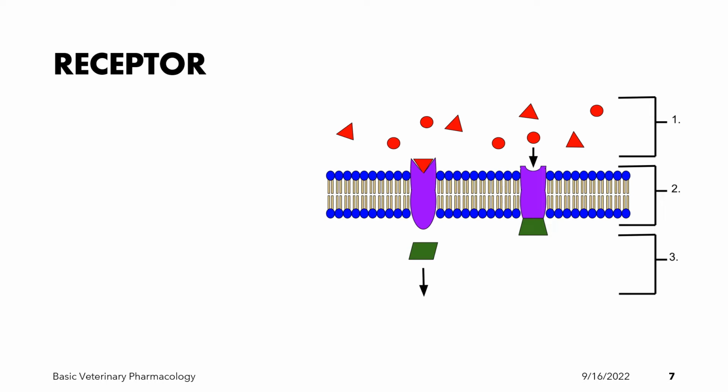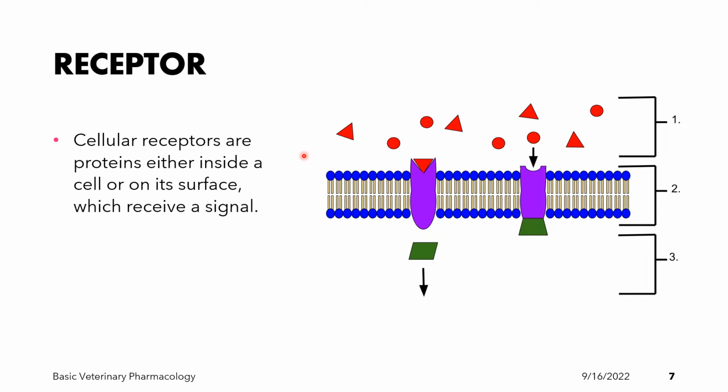How do we define receptors? When we say receptors, we basically define them as proteins. Most of them are proteins. They can either be located inside a cell or on its surface, which receives a signal. So this diagram shows the interaction between a drug and its receptor.